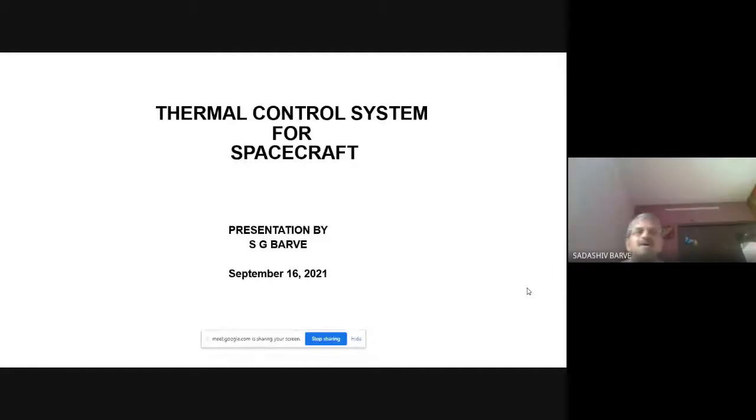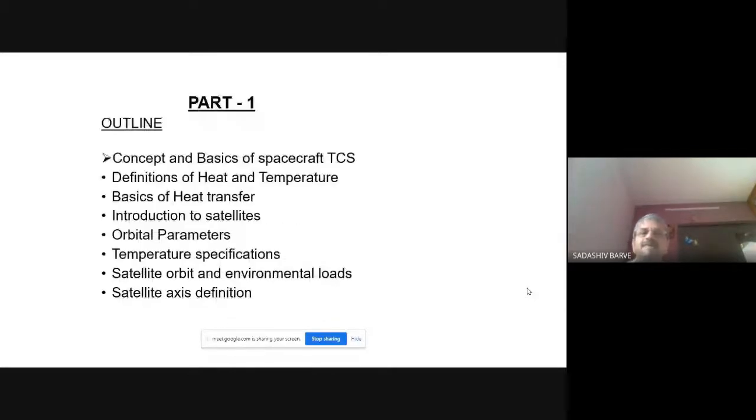Okay. Good morning, friends. I'm SG Barve. Today, I'll be talking about the thermal control system for the spacecraft. What it contains, I'm going to present in four different parts. Part 1 will basically cover the basics of the thermal control system and the heat transfer concepts, while part 2 will cover the design and analysis of the satellite.